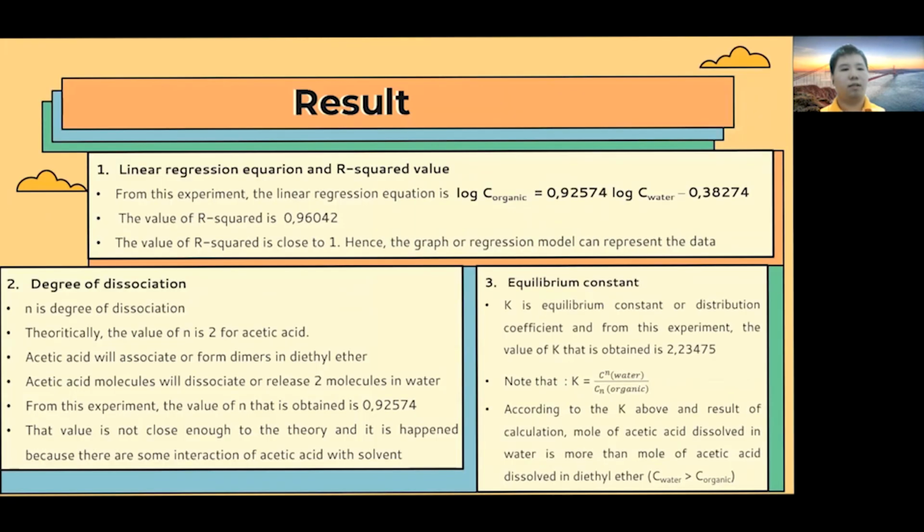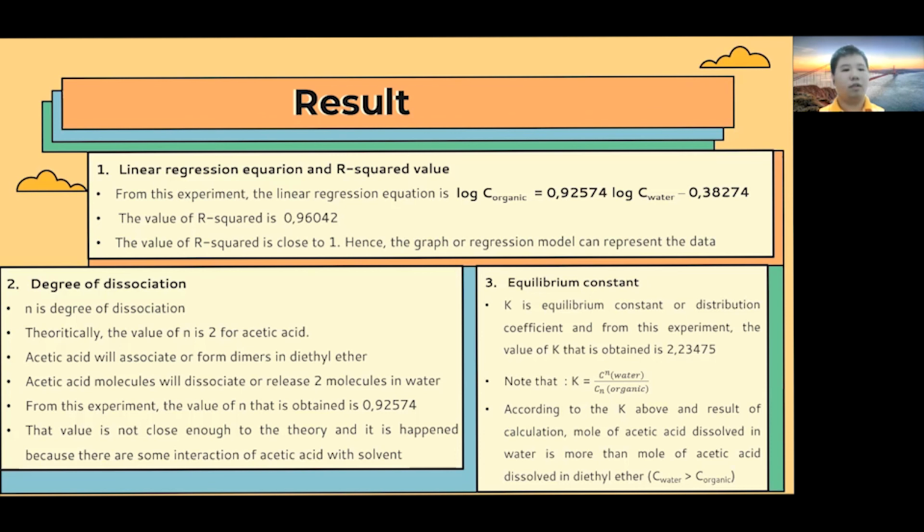The value of n is quite far from the theory. This is due to the intermolecular hydrogen bond between acetic acid and water, and also the intermolecular hydrogen bond between molecules of acetic acid, which is very strong and hard to break. There is also interaction between acetic acid and the ethyl ether. This will lead to imperfect dissociation of acetic acid in water and association in the ethyl ether. So the value of the dissociation degree is less than 2.